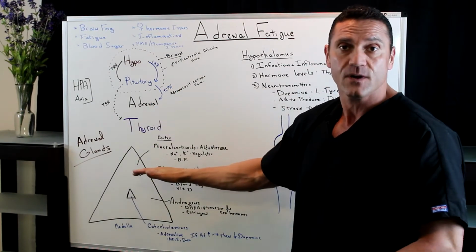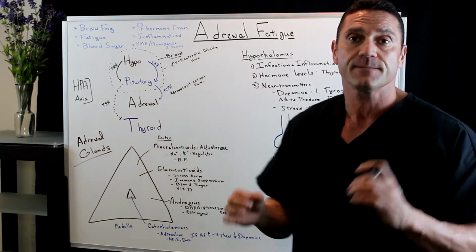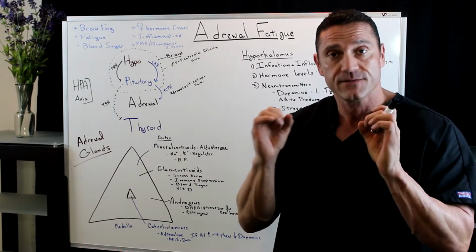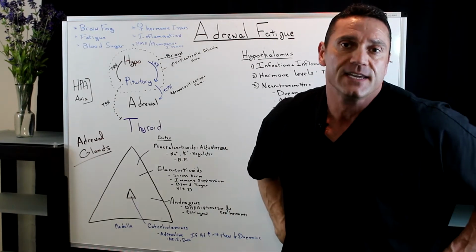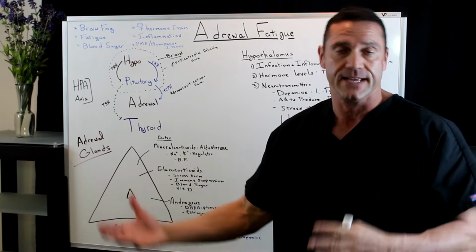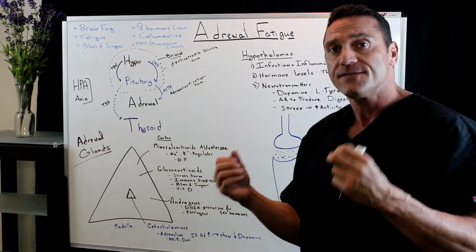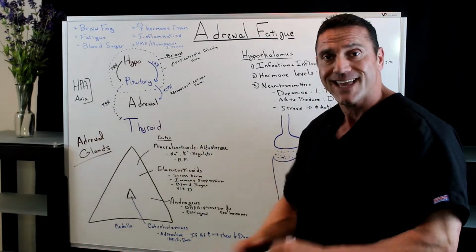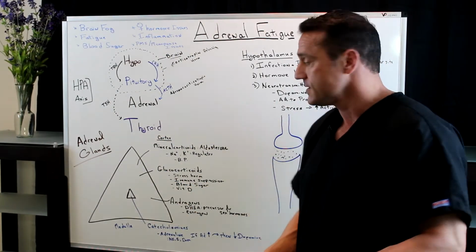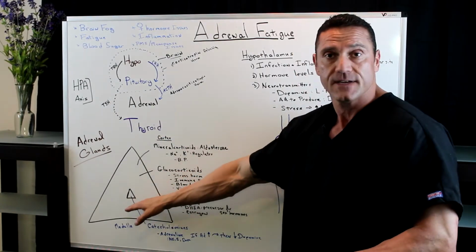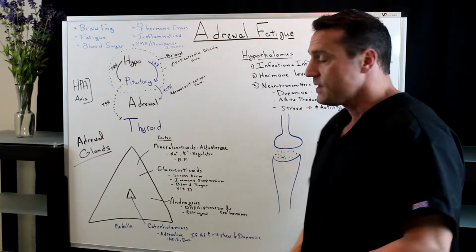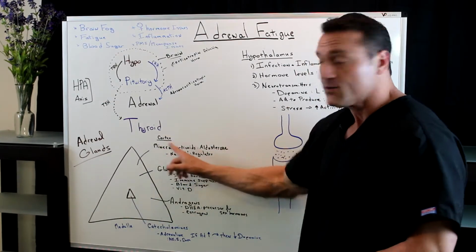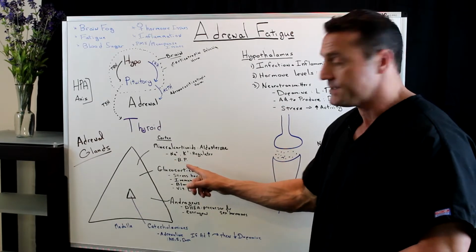Now, what are the adrenal glands? The adrenal glands are the size of a quarter. We have two of them, and they sit on top of the kidneys, and those are our stress glands. Okay. And they have a lot of functions. They have two layers. The outer layer, which is the cortex, has different functions versus the middle layer, which is the medulla. So in the cortex, the outer layer, this is your mineralocorticoids.